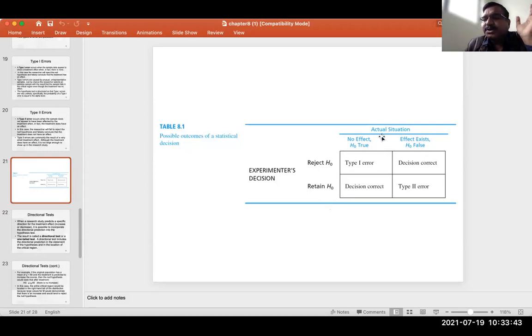But in the actual situation, what can happen? The null hypothesis is true or the null hypothesis is false. In actuality, we don't know. We are making the decision on the basis of the sample data, right? So what can happen there? If we reject the null hypothesis and in actuality it is true, that is the type 1 error.